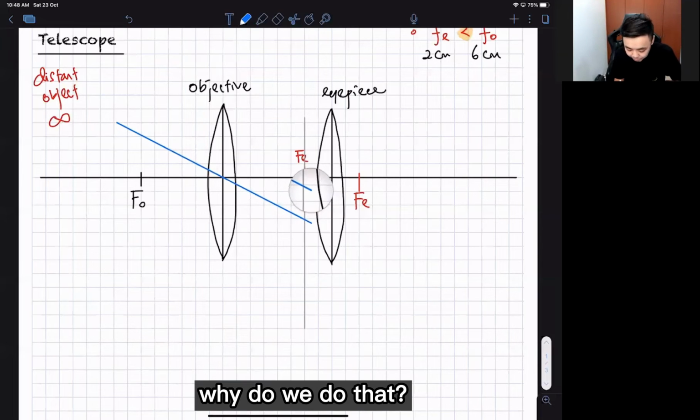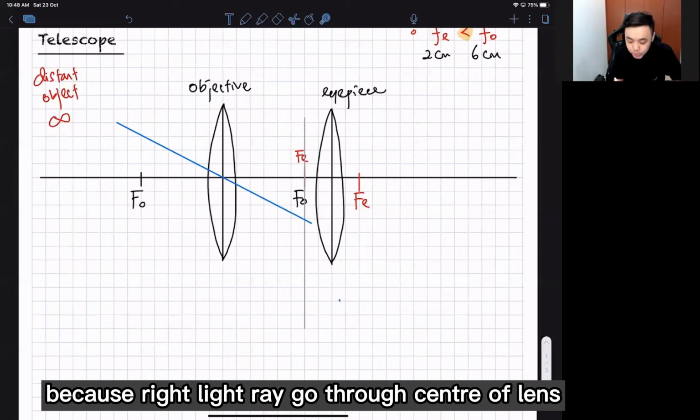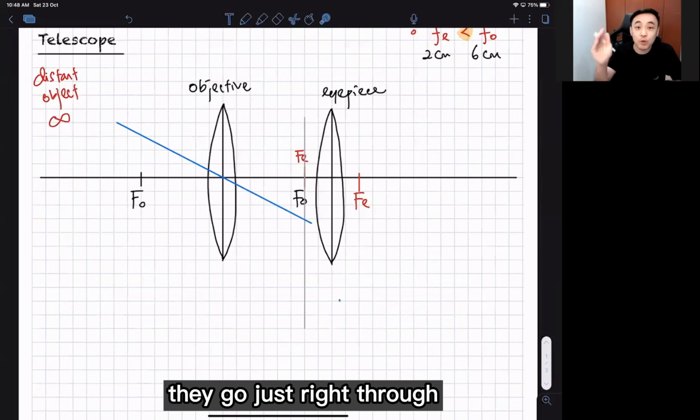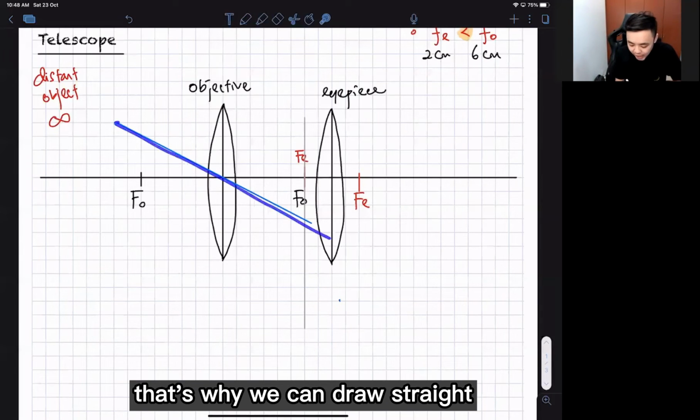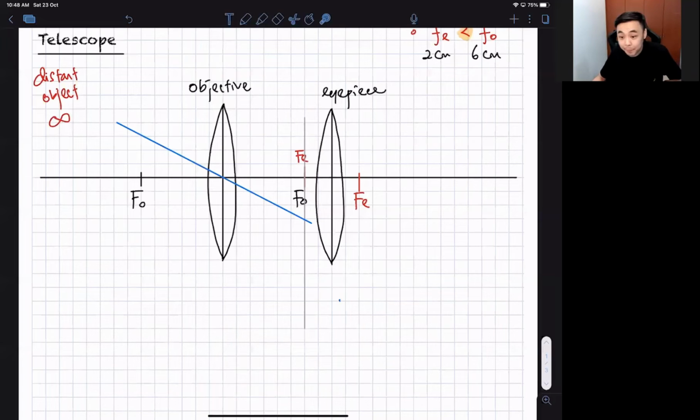Now, why do we do that? Simple, because when a light ray goes through the center of the lens, there's no bending. They go just right through. That's why we can draw straight all the way to here. All right, that's the first thing.